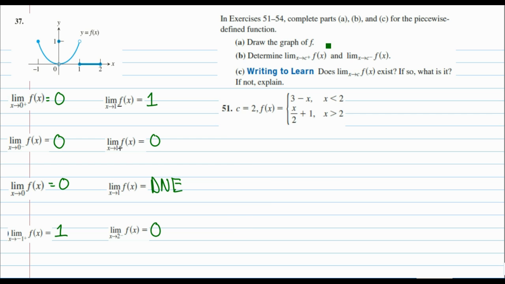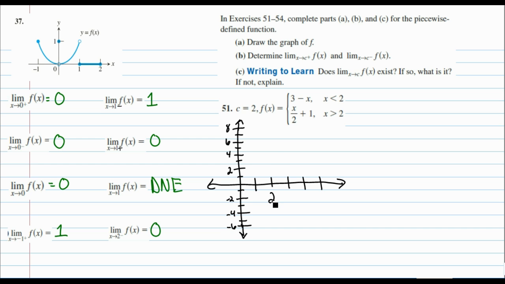Number 51 asks us to draw the graph of f. Oh, piecewise function, here we go. So if my boundary is at x equals 2, on the left side, where x is less than 2, I have a line whose slope is -1 and whose y-intercept is +3. So there's the y-intercept, and the slope is -1. So I'm going to go down 1, right 1, down 1, right 1. And it's not defined at x equals 2, so I'm going to have an open circle there, not a closed circle. But I get an idea of where this line should be going.